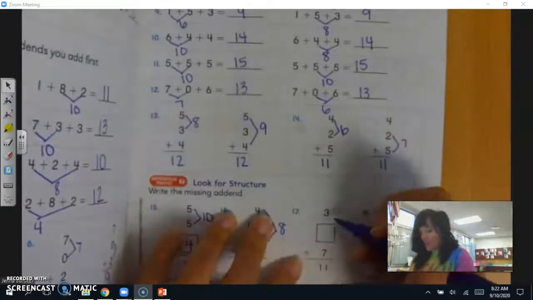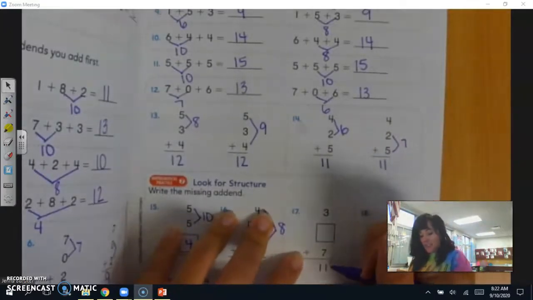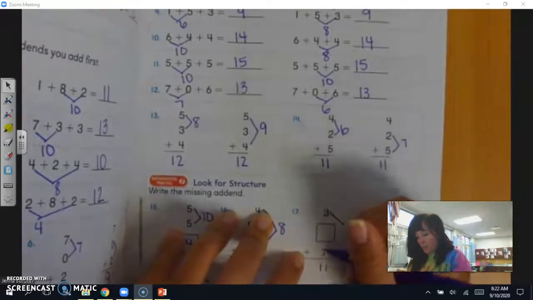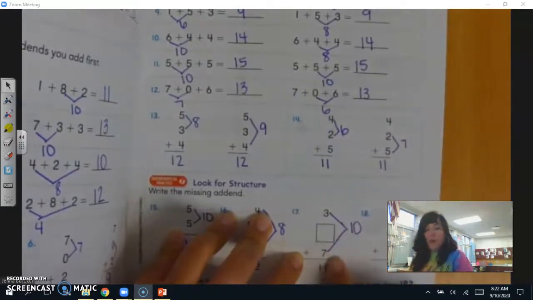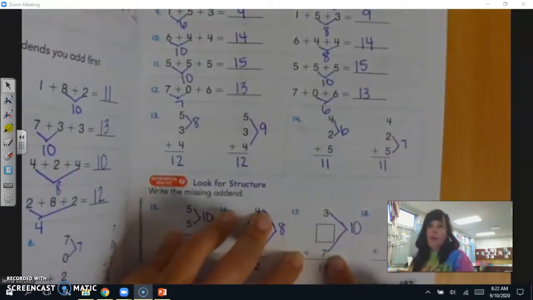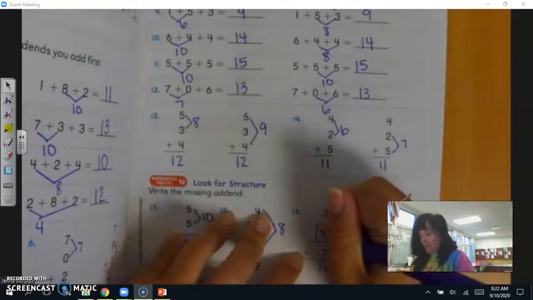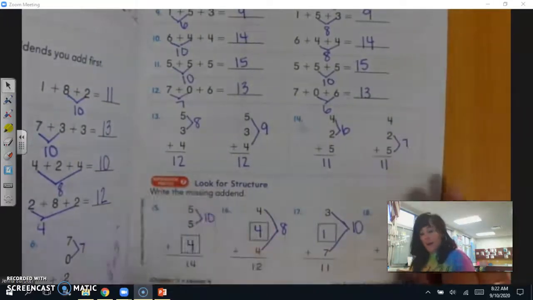Okay. 3 plus something plus 7 equals 11. So we need to figure out what 3 plus 7 equals, and that should be easy because that makes 10. And then 10 plus what is going to give us 11? That also should be easy. 1. That's what we fill in that box.